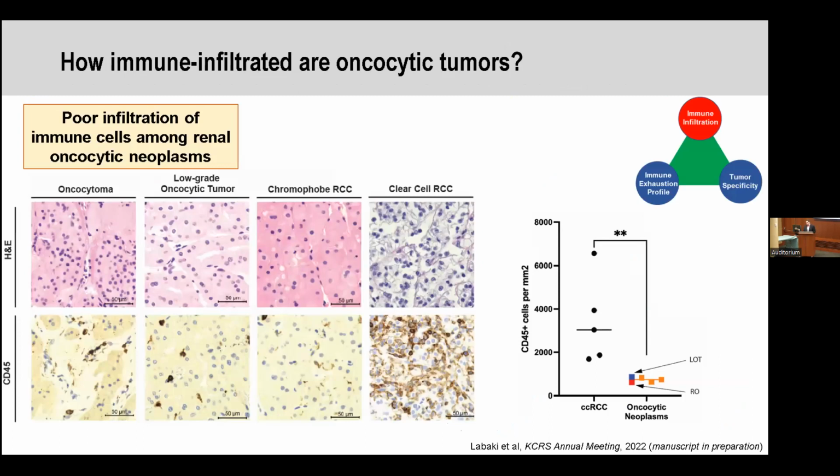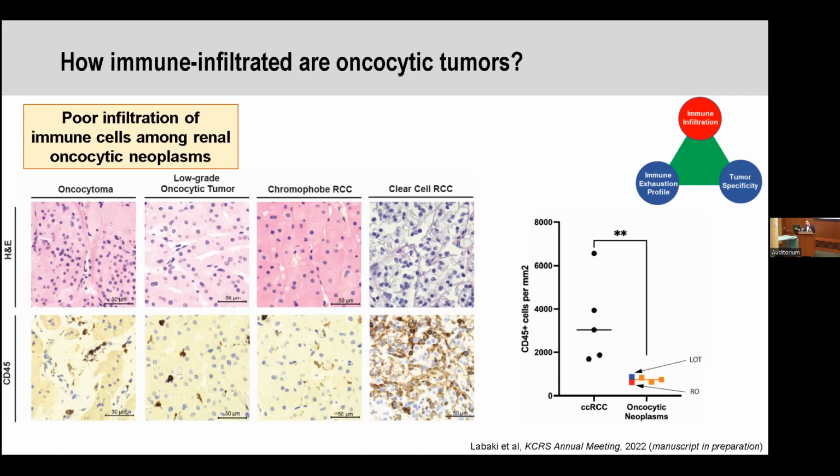So the first is immune infiltration. Here we did very basic CD45 immunohistochemistry just to look at the broad immune infiltration of these tumors. And what we can see is on the right, you see clear cell and the immunohistochemical stain for CD45. These are really heavily immune infiltrated, T cell infiltrated tumors, as we saw in our previous study. By contrast, these oncocytic neoplasms, oncocytomas, low-grade oncocytic tumors, chromophobe tumors, these have really low degree of immune infiltration. And we can see that characterized statistically on the right. And so that seems to be one problem. There just aren't a lot of immune cells.